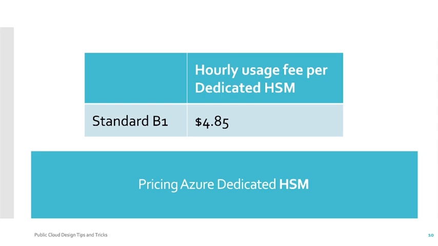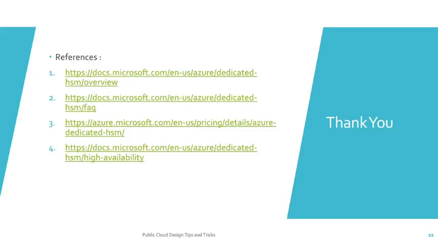The cost for dedicated HSM is $4.85 per hour. So you have to pay per cluster, per hour that you are currently using. I have gathered all this information by following this link.